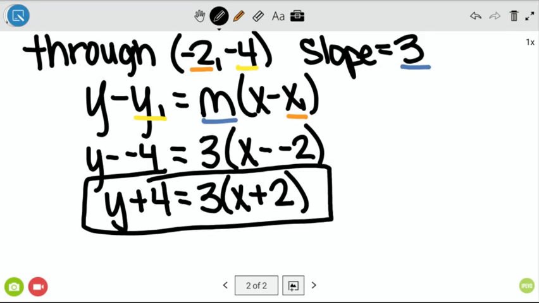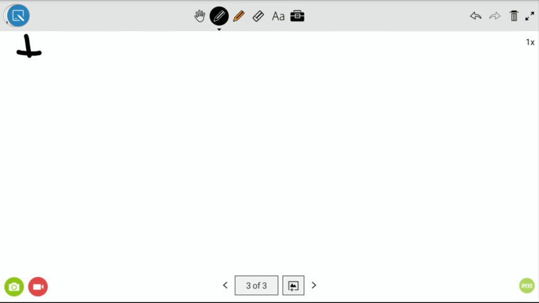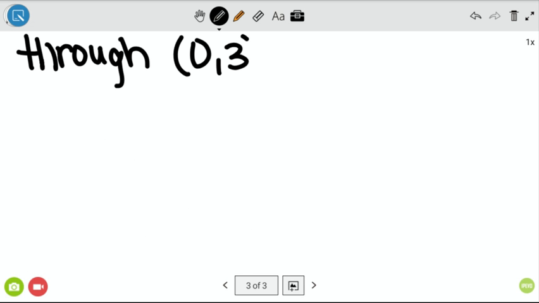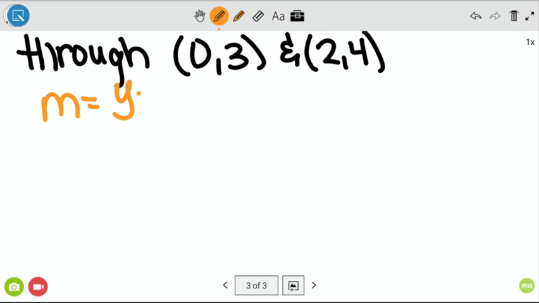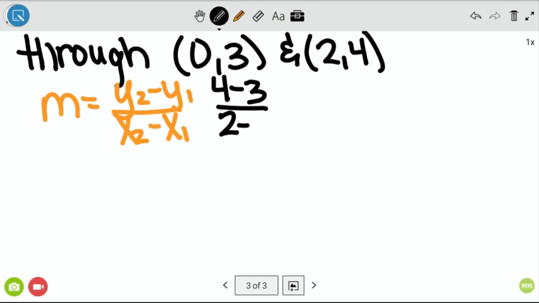So let's go ahead and try one that has 2 points. If you have 2 points, just like we did yesterday, you will have to find the slope. So if I give you, let's just say that we plotted these 2 points and we drew a line. In order to write your equation, you have to have a slope. So y2 minus y1 over x2 minus x1. And so we know on top we're going to subtract 4 minus 3. And on the bottom, 2 minus 0, which ends up being 1 over 2. So we have a slope of 1/2.